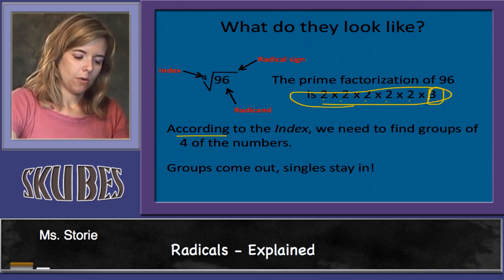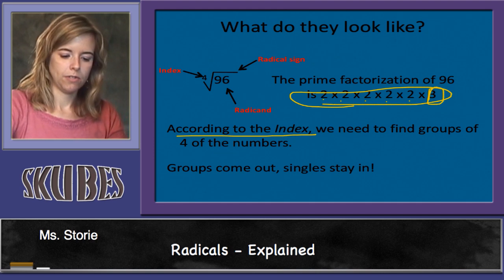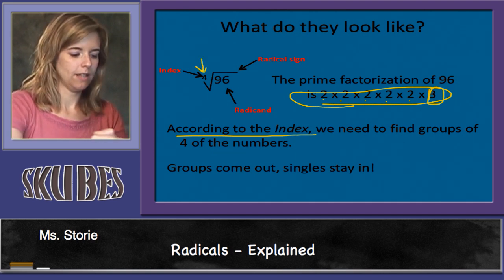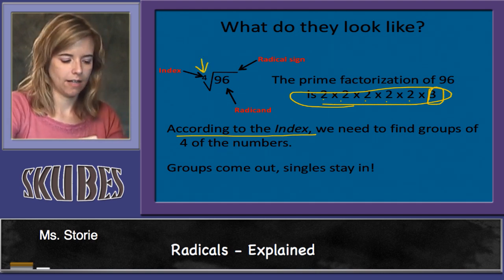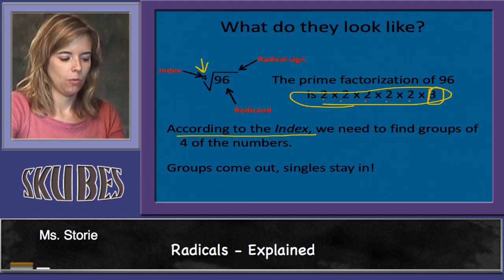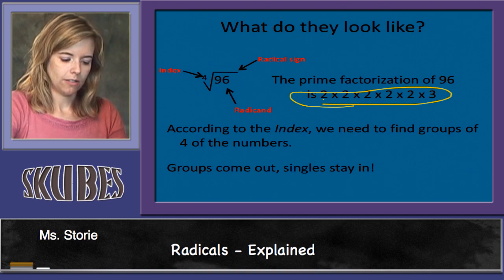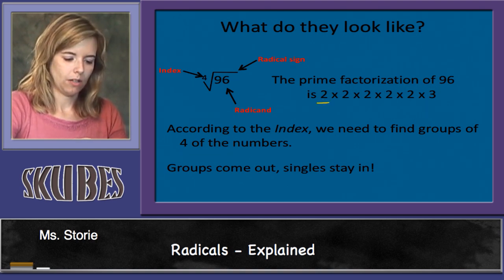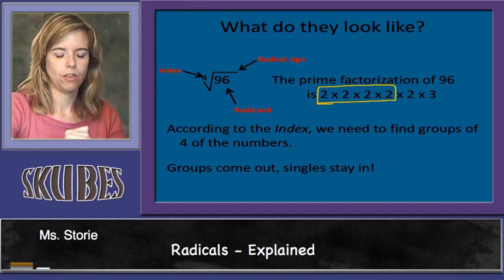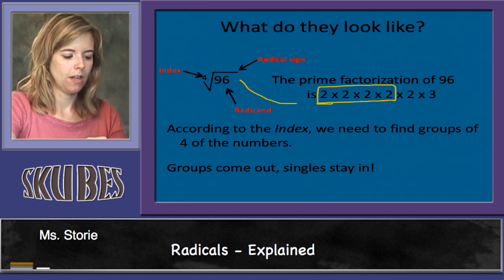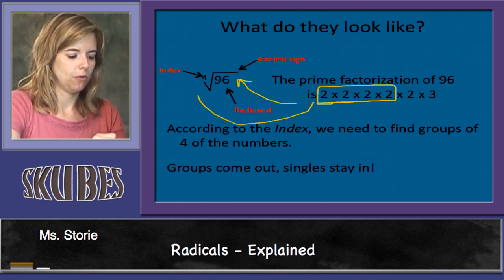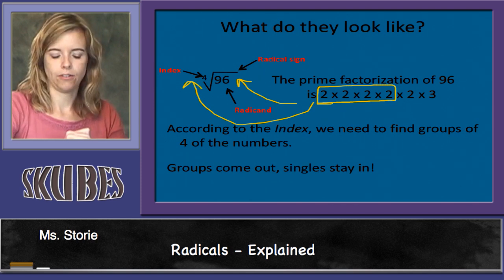So what happens is, according to the index, we need to find groups of 4. The index is saying once you break down the radicand, that 96, you have to find out what are some groups of 4 that we could take out. Groups come out and singles stay in. So what that means is we got to look for a group of 4. And there's one group of 4. Those guys are going to come out from the radical sign, and they're going to move to the outside of the radical sign.